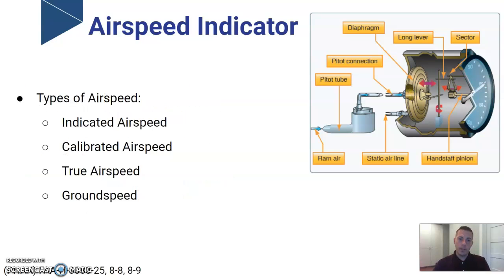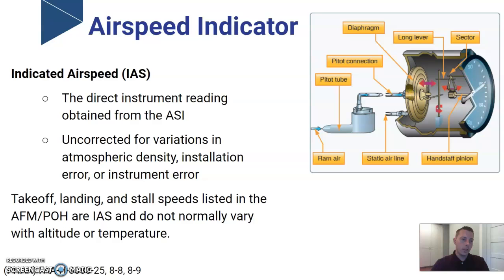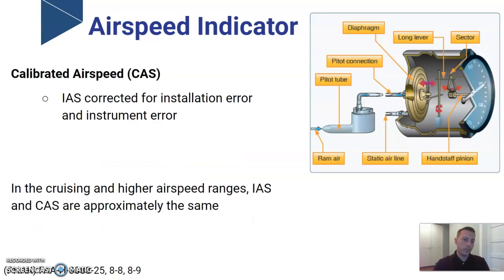When we're talking about the airspeed indicator, I know you probably went through this with your private and maybe your commercial if you've gotten that done, but there are different types of airspeeds. We have indicated airspeed, calibrated airspeed, true airspeed, and ground speed. Now, indicated airspeed is what you're reading on the face of the gauge. That's what's indicated to you, and that's what we use for our numbers from the POH or the AFM. And it's uncorrected for variations in atmospheric density, installation error, or instrument error.